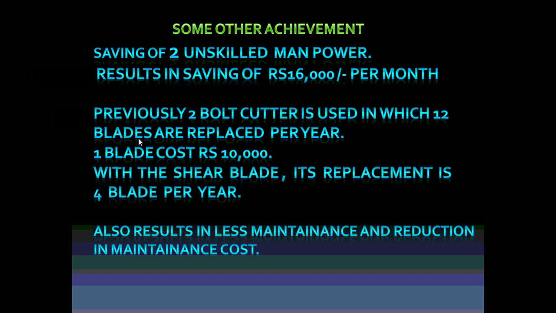Some other achievement which we have achieved while making our project is saving 2 unskilled manpower, which results in saving of 16,000 rupees per month. Previously 2 bolt cutters were used by the unskilled laborers, and 12 blades were replaced per year. 1 blade costs 10,000. With the shear blade, the replacement is 4 blades per year. Now you can see the clear profit which we have made by this project. It also results in less maintenance and reduction in maintenance cost.